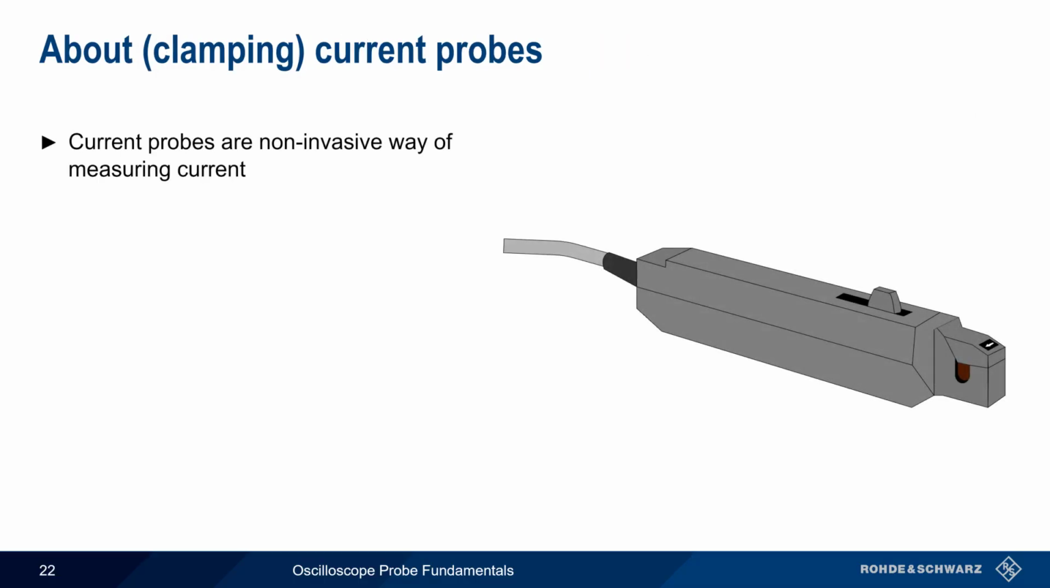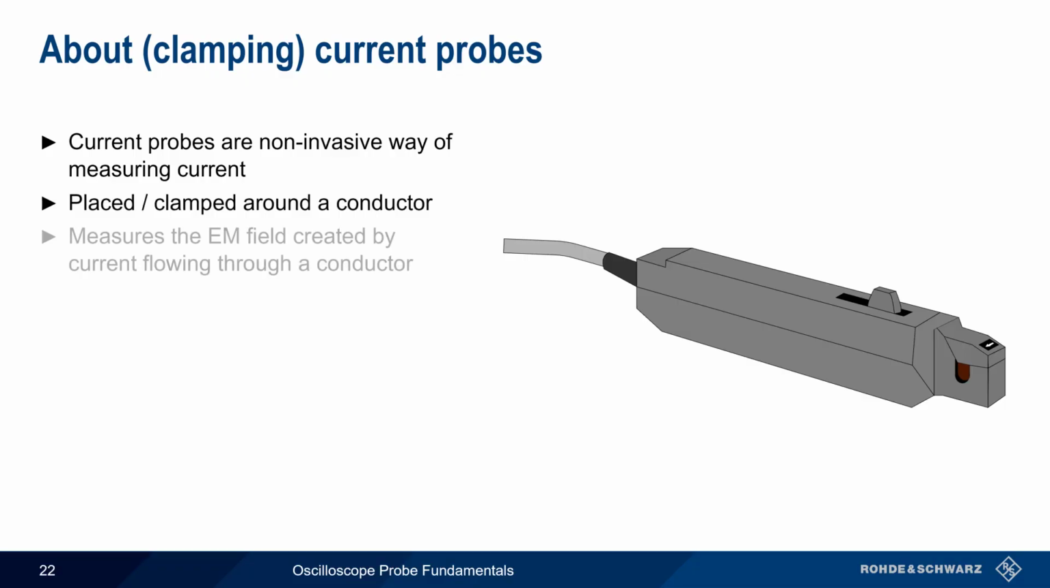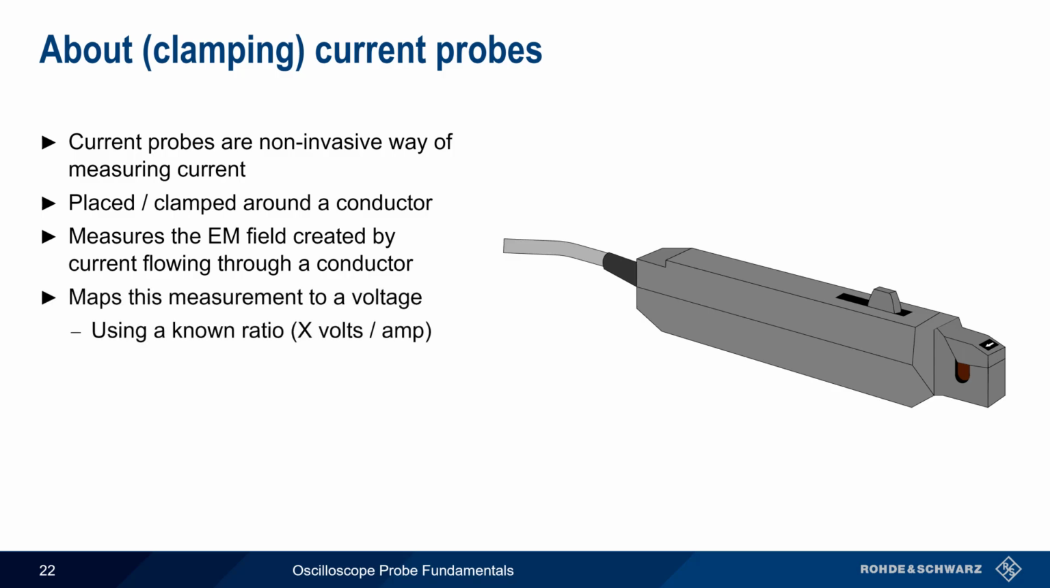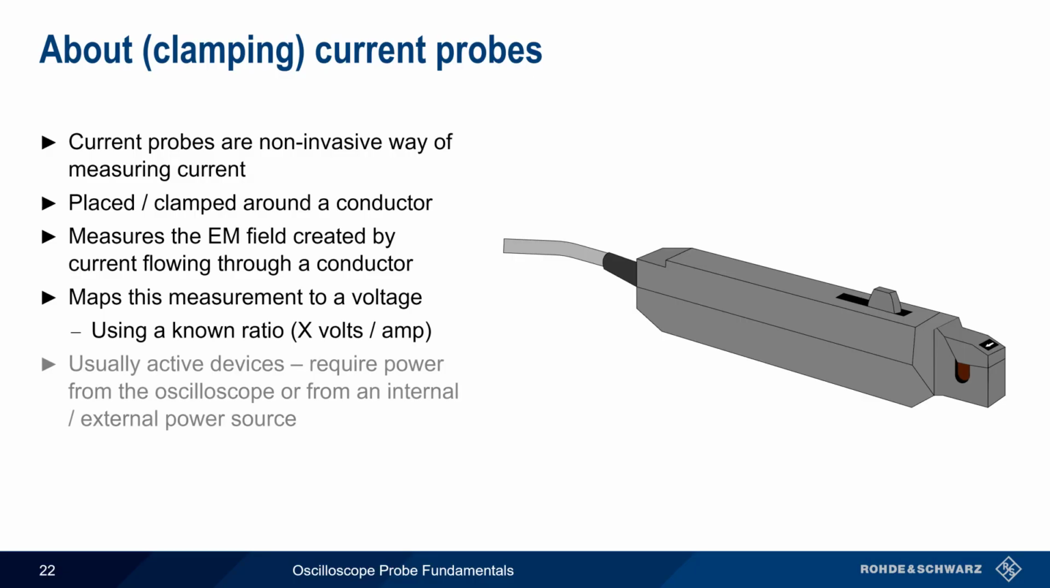Current probes are a non-invasive way of measuring current. That is, they don't require the circuit to be broken. Instead, these probes are placed or clamped around a conductor. Current probes work by measuring the electromagnetic field created by current flowing through a conductor, and then mapping this to a voltage using a known ratio of volts per amp. One important thing to keep in mind is that almost all current probes are active devices. That is, they require power to operate.